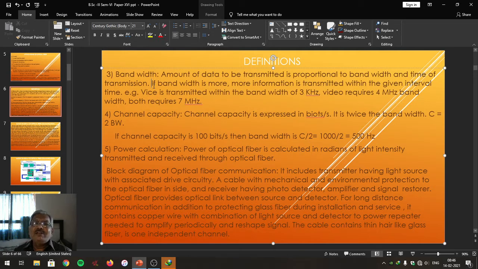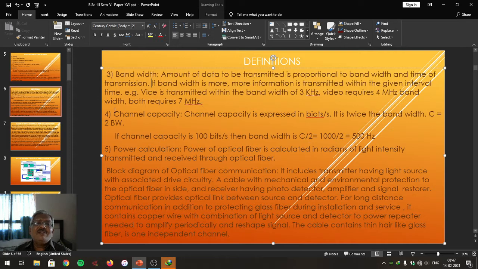For example, we have studied in the telephone communication. Whenever a voice signal is transmitted, it is transmitted within a bandwidth of 3 kilohertz. In the semester 5th, we have studied all these things. In television communication, we studied that video signal requires 4 megahertz bandwidth. So voice signal 3 kilohertz, video signal 4 megahertz. Total audio and video signal bandwidth is 7 megahertz. So that's how we can understand the meaning of bandwidth.